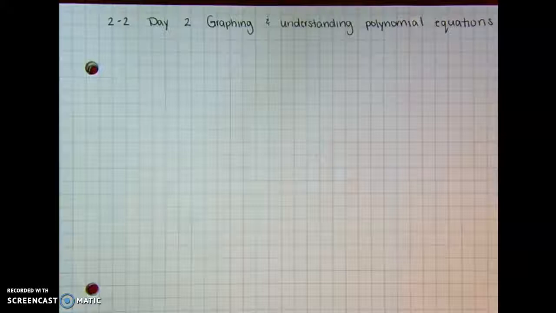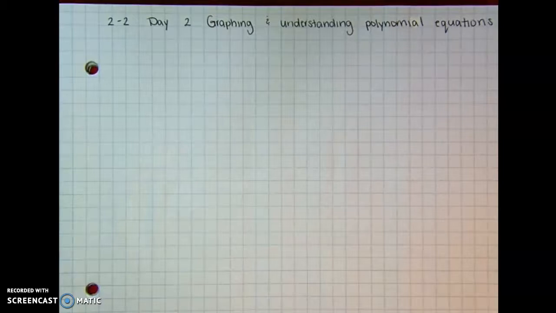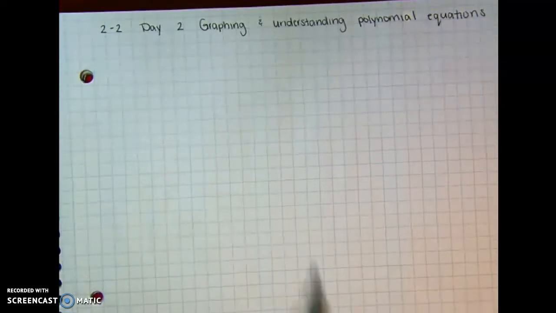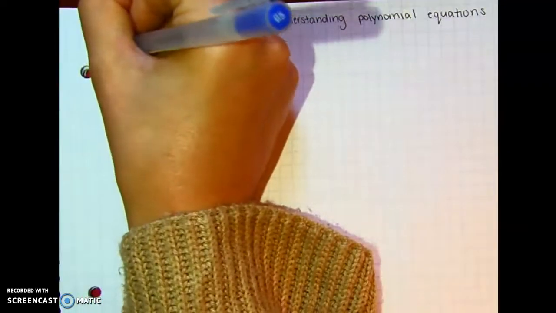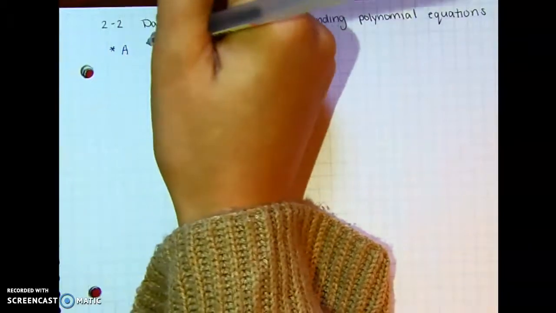Hey, pre-calculus. In this video, we're going to be talking about section 2.2. This is our second day. We're going to be graphing and understanding polynomial equations. So one thing you have to make sure you understand about a polynomial, or its equation at least.